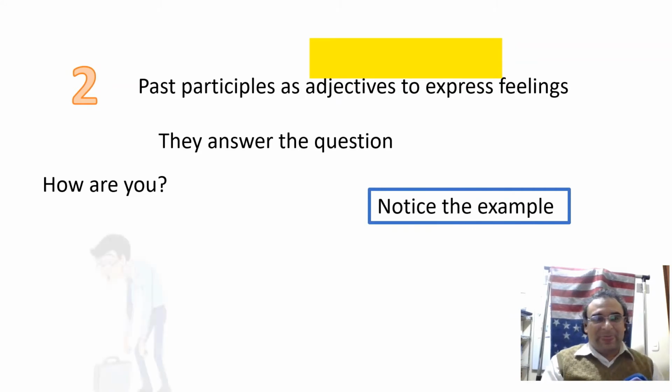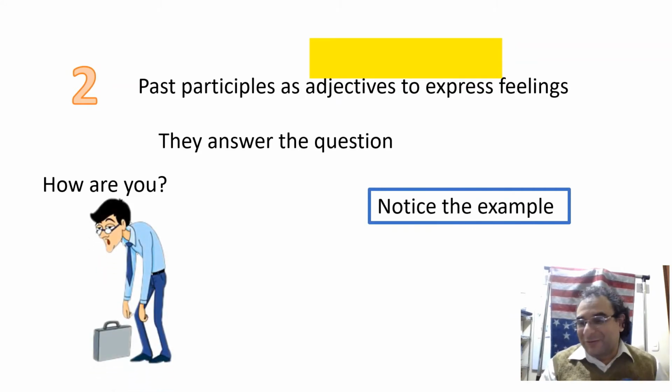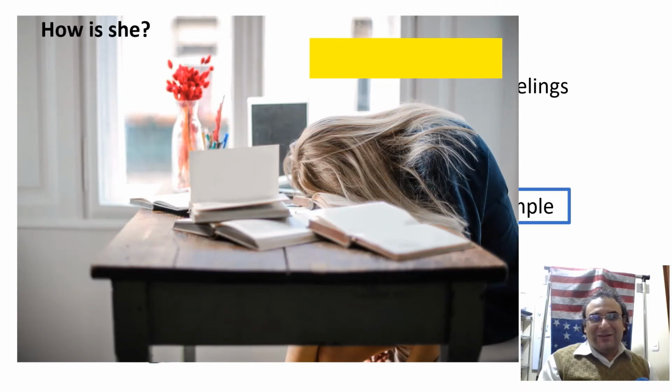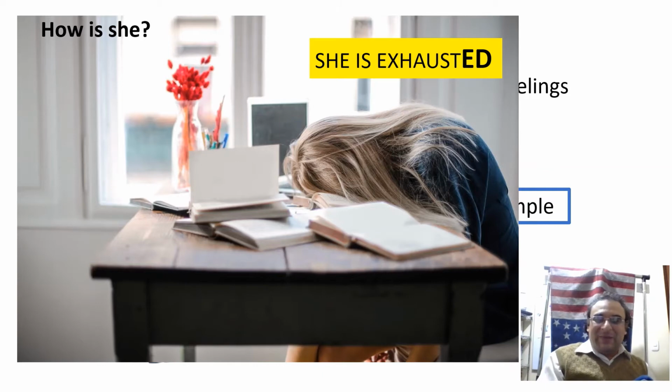Notice the example, right? How are you? Or how do you feel? Of course the answer is, I am tired, right? Tired would be the past participle as an adjective. In this case, to express feelings. All right? And of course we can be more dramatic, no? And say something like, how is she? Okay, she's tired? No, she's exhausted, right? Exhausted would be the past participle as an adjective, right? To express feelings, how people feel. Okay?